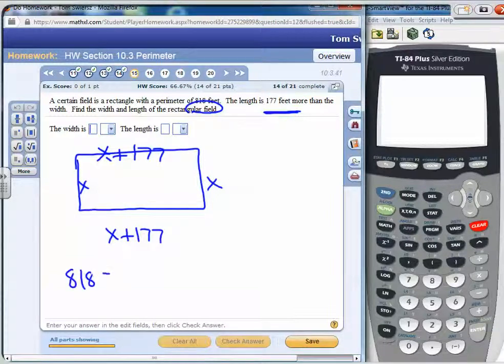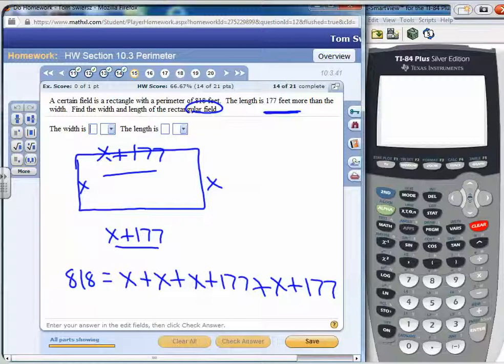So again, 818 is equal to the 2 widths, x plus x, plus the 2 lengths, x plus 177 plus another x plus 177, right? Because each of these lengths is x plus 177. So now what do we get? 818 equals 1x and another x, 2x, and another x and another x would give us 4x. 177 twice, so adding those would give us 354.